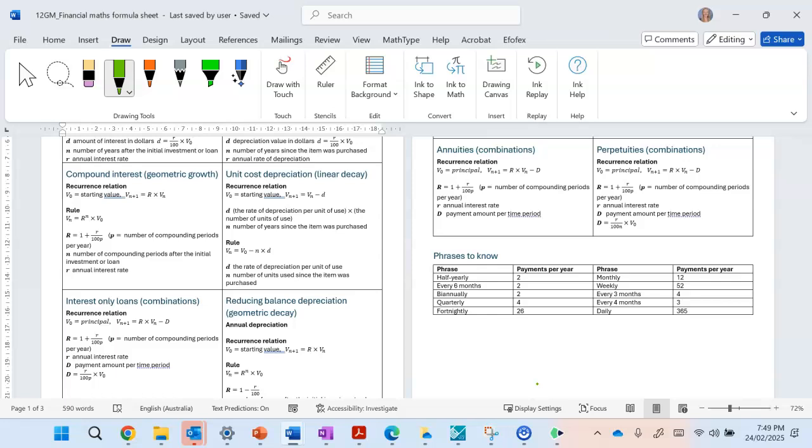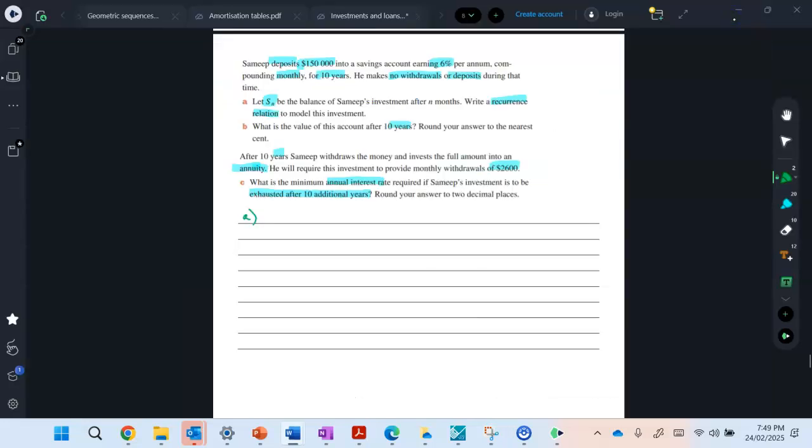Okay, so we've got V0. So in this question, it's S. So we just got to make sure we do that. And the R sometimes gets people muddled up. So remember, R is 1 plus little r, your annual interest rate over 100n, or on your sheet it might say N. That's just the number of compounding periods per year. So let's write the recurrence relation.